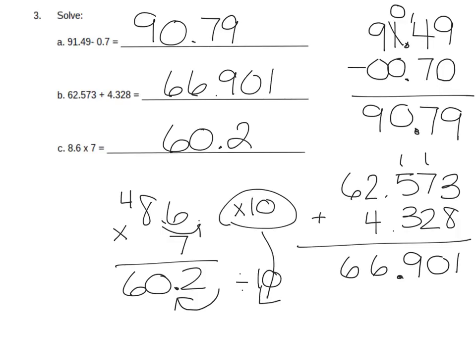And a way to check that this is reasonable, we can round. 8 and 6 tenths is close to 9, and 7 is close to 7, and 9 times 7 is 63. Is this close to 63? Yeah. So I know that my answer is reasonable.